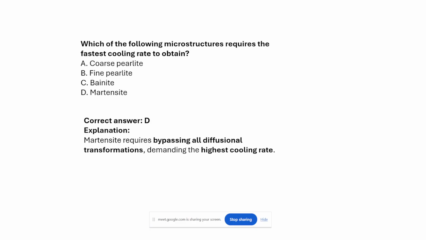Which of the following microstructures requires the faster cooling rate to obtain? The fastest cooling rate is nothing but D, martensite, because we have to avoid the nose, and it is the diffusionless transformation.